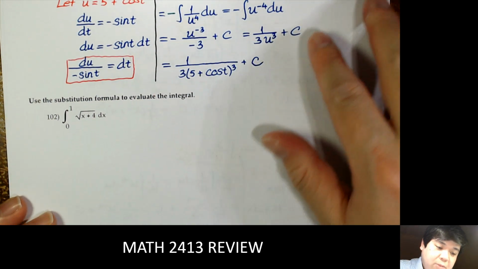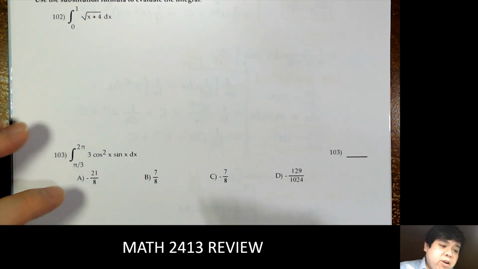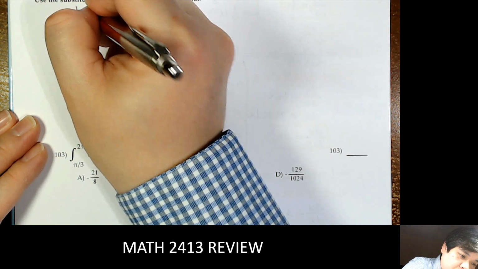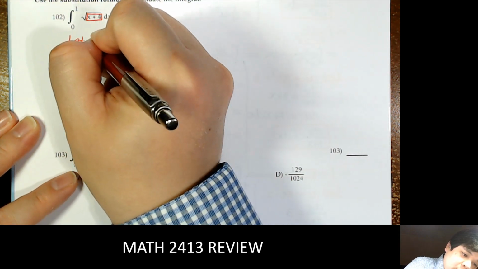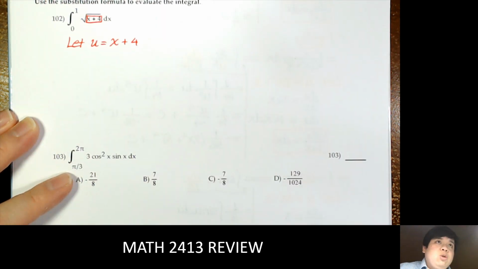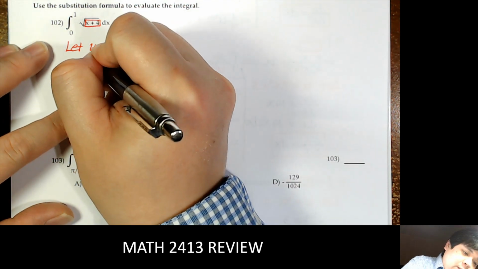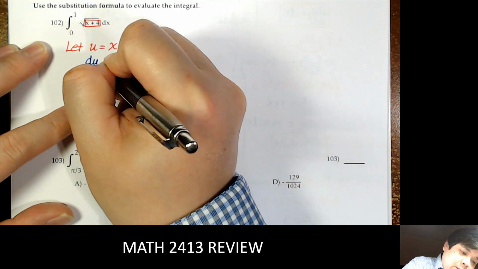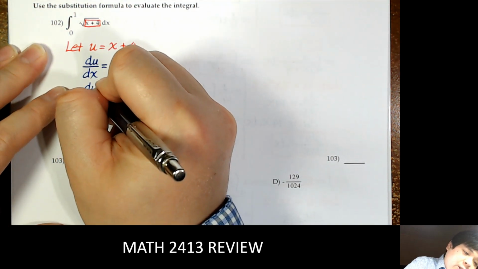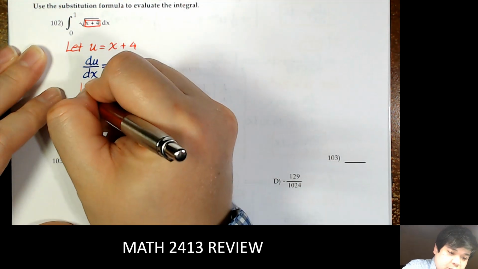Next we also use substitution, but for a definite integral, so there will be a limit. Not much different here. We still have u, and then solve for dx. The derivative is just 1, and we multiply over, so du is dx. Right, so we have those two.